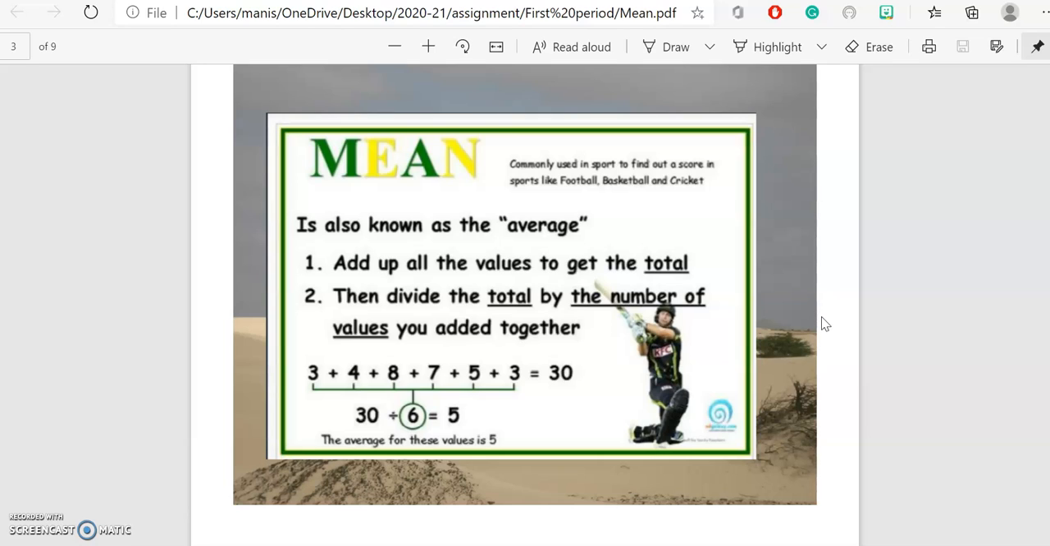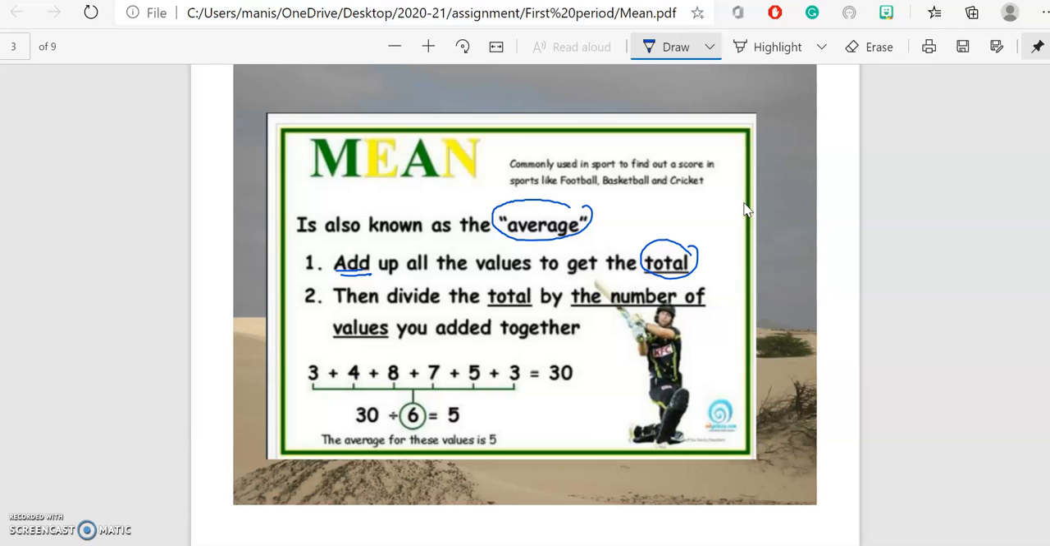Mean. Commonly used in sports to find out a score in sports like football, basketball, and cricket. Mean is also known as average. These are the steps to find mean. Add all the numbers, or add up all the values, to get your total, then divide the total by the number of values you added together.